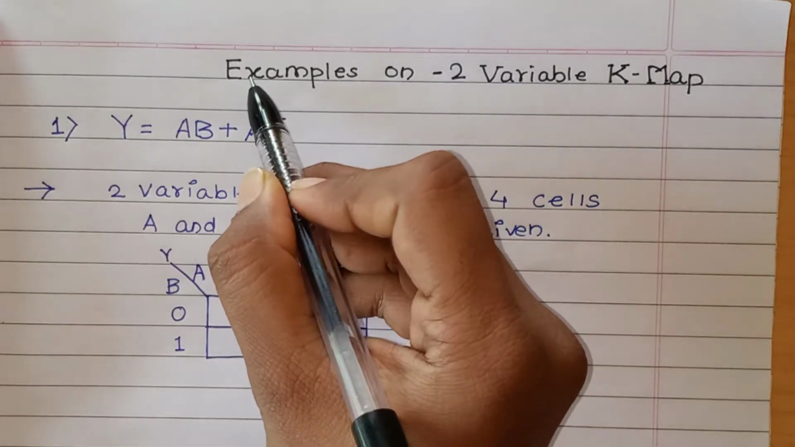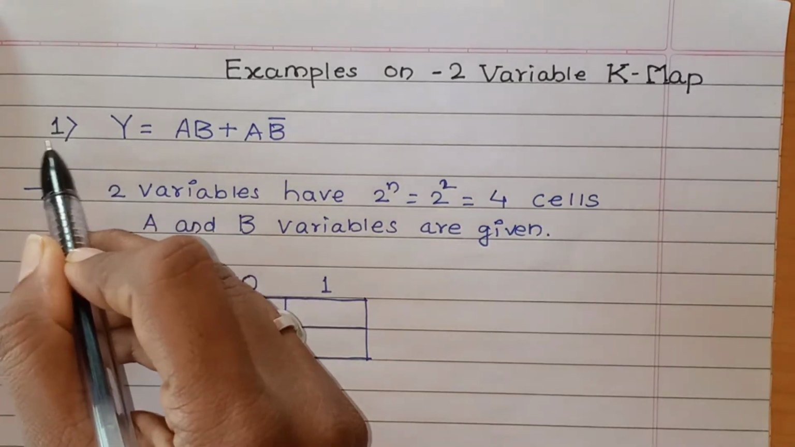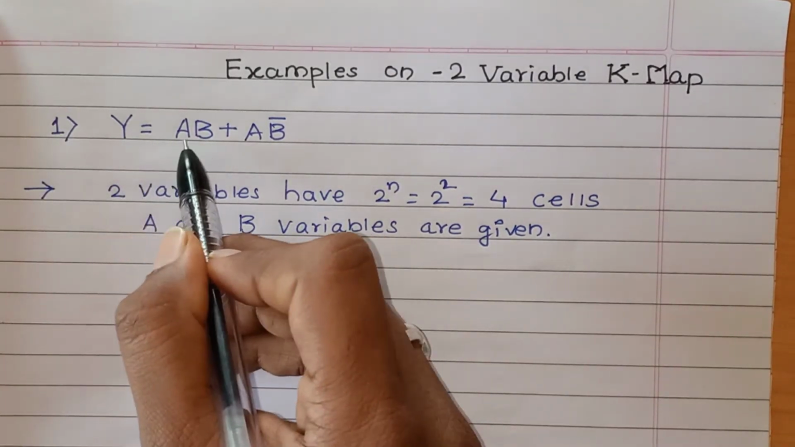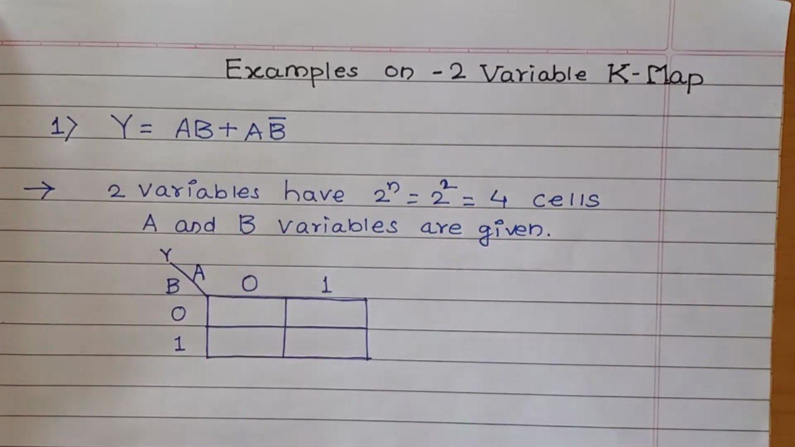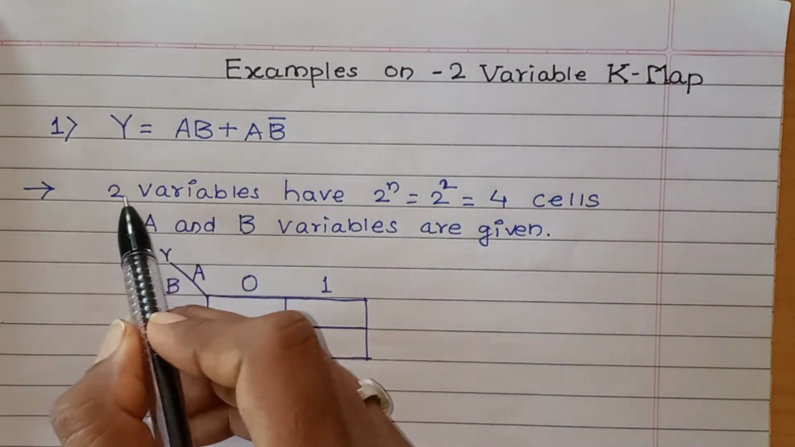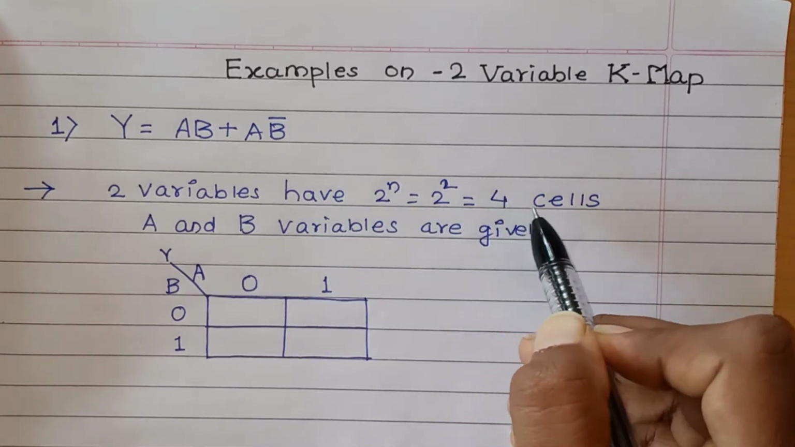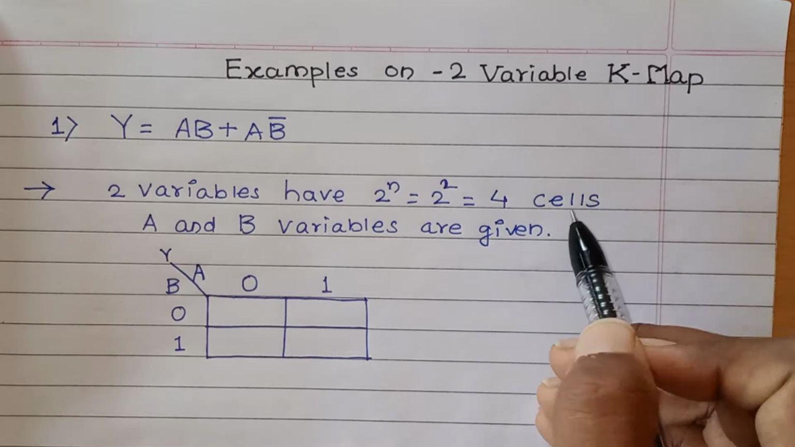In today's lecture, we are going to solve the examples based on two variable K-map. Our first question is y is equal to AB plus AB bar. If you observe here, we are having only two variables. So two variables will have 2 raised to n, that is 2 raised to 2. Means we need to draw the 4 cells.